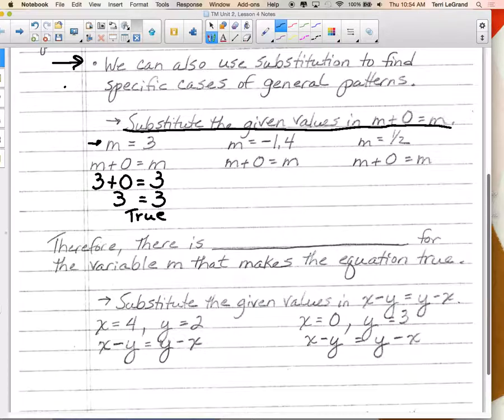So how about when m is negative? Let's try a negative number. What if we have negative 1 4/10 for m? So we substituted in both spots where m is. What's negative 1 4/10 plus 0? Negative 1 4/10.